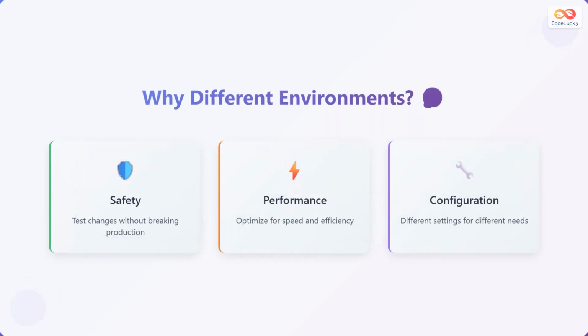Now, why do we need different environments anyway? There are primarily three reasons for this. First, there is safety. Different environments allow you to test changes without the risk of breaking the live production application. Second, it allows for performance optimization, where each environment is optimized for speed and efficiency. Third, it provides a way to manage configurations, where different settings can be applied to each environment based on their needs.